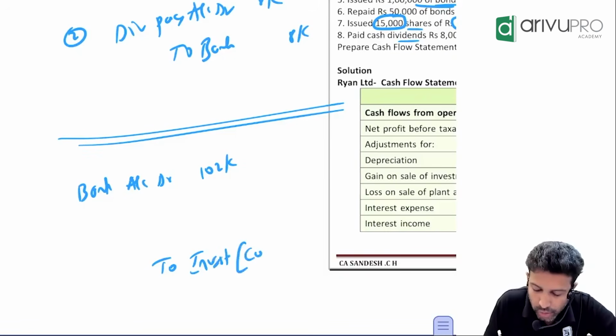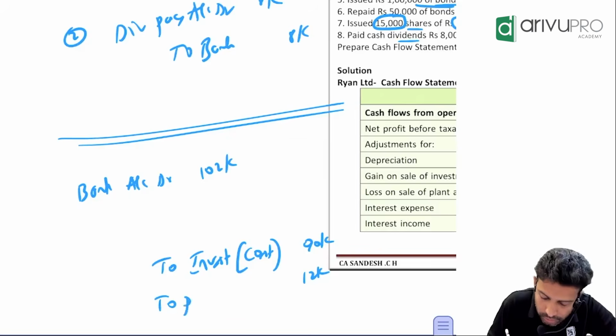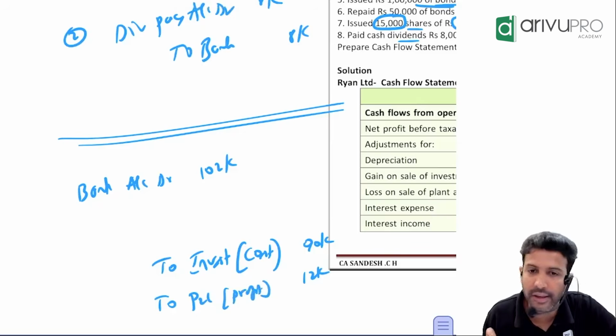Since investment is shown at cost price, you will credit at what price? 90,000. Balance 12,000 is what? Profit on sale. That goes where? P&L account. This is one way of passing the entry.